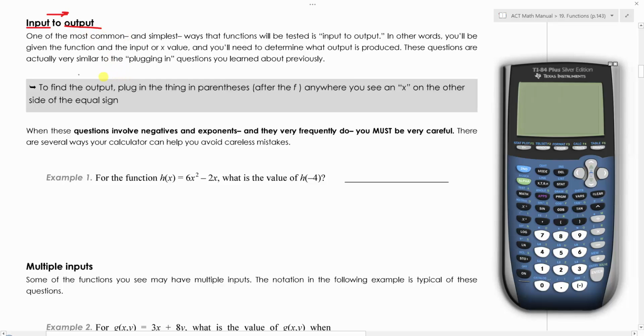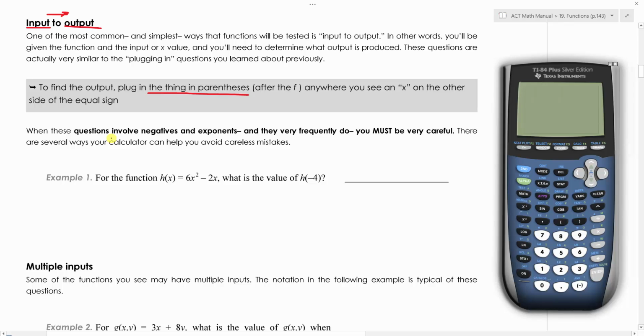And in order to do this, this is just a substitution type of question where you're basically plugging the input, which is the thing in parentheses after the F, you're plugging that input anywhere you see an X on the other side of the equal sign. So for example 1, if you want to go ahead and do this one on your own, you can pause the video, and I'm going to start it right now.